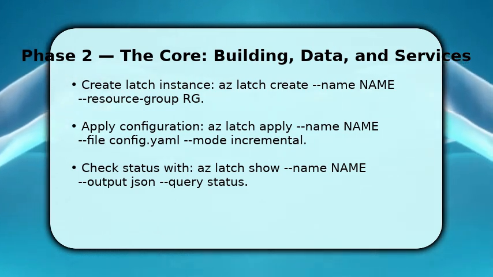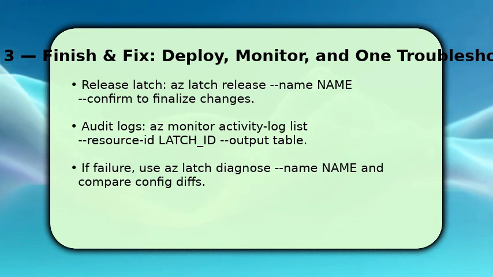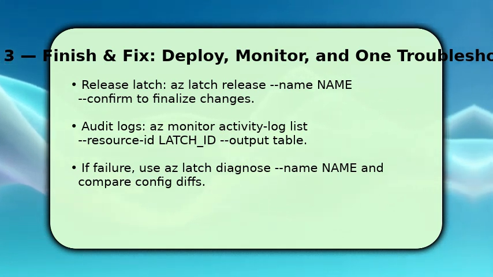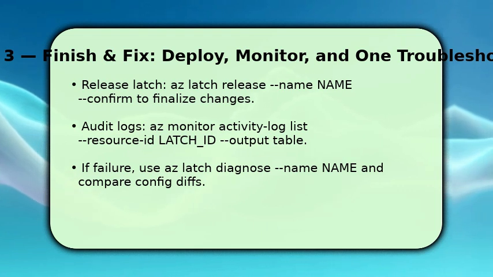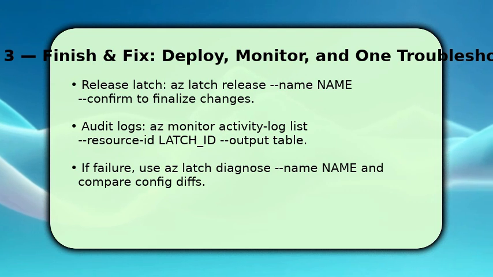You finish by cleanly releasing the latch and verifying outcomes. Use as-latch release with confirm to allow final changes. This prevents accidental rollbacks. After release, audit activity logs to verify who triggered actions and when, because auditing explains unexpected state drift.